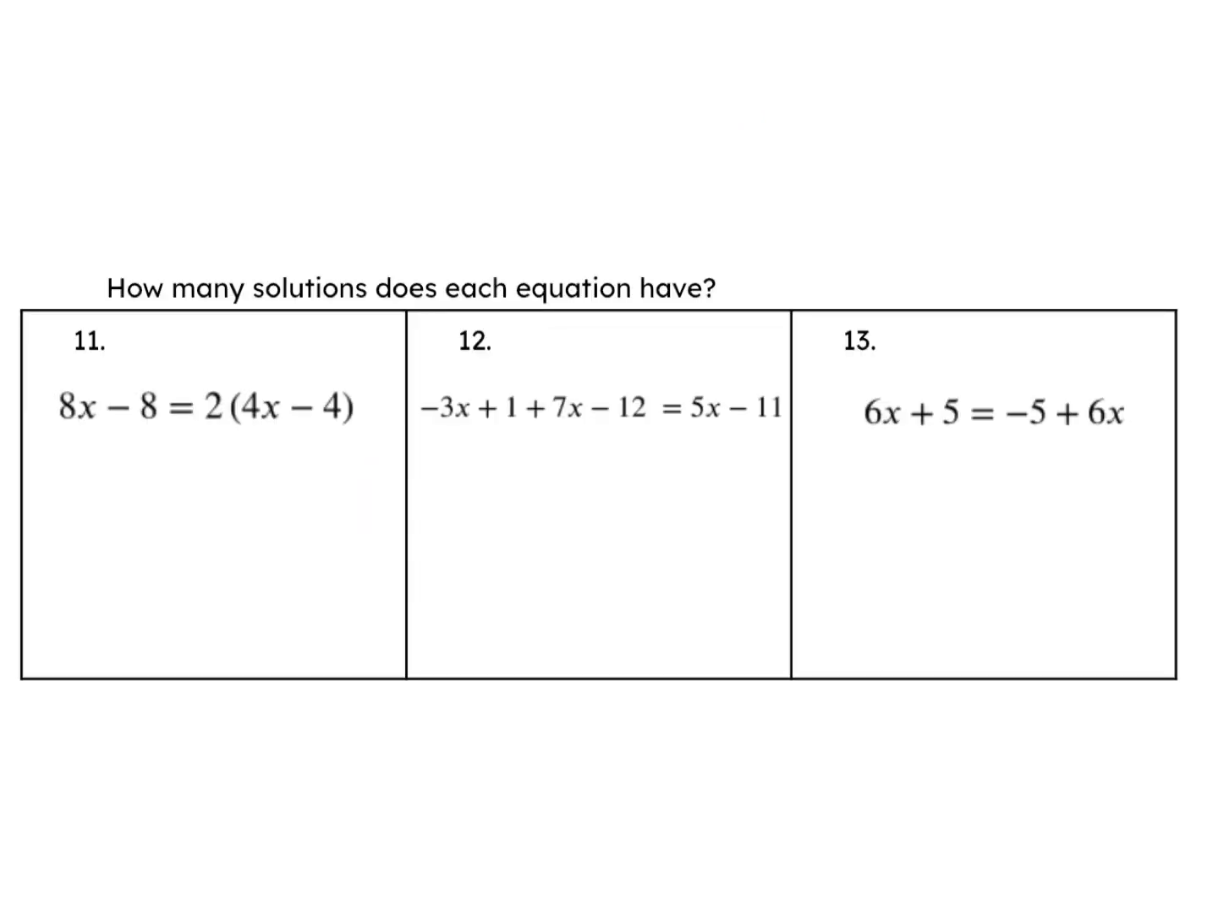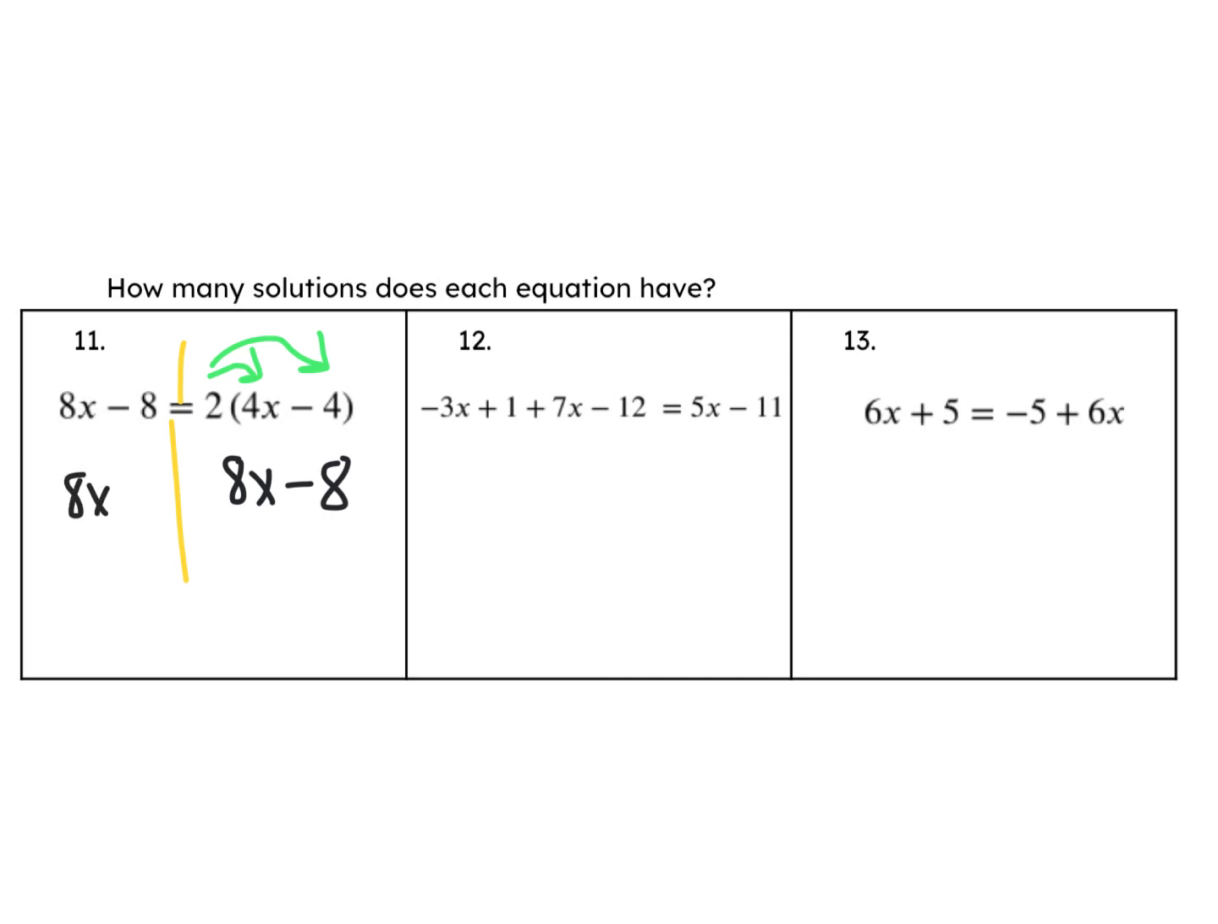Okay, moving on. How many solutions does each equation have? So we're going to look for one solution, no solution, or infinite solutions. Okay, so same steps. I see that we're going to distribute first. So we multiply both things by 2 here. And that is going to be 2 times 4x is 8x. And 2 times negative 4 is negative 8.